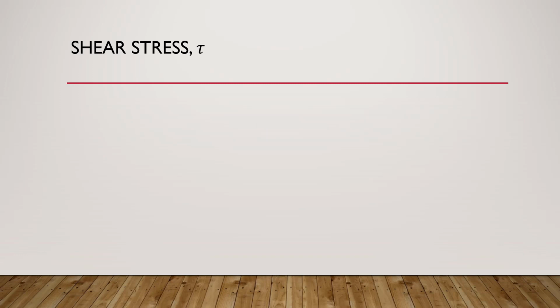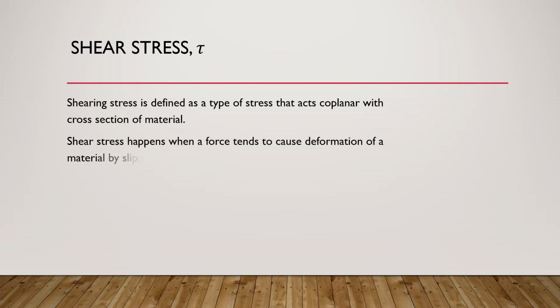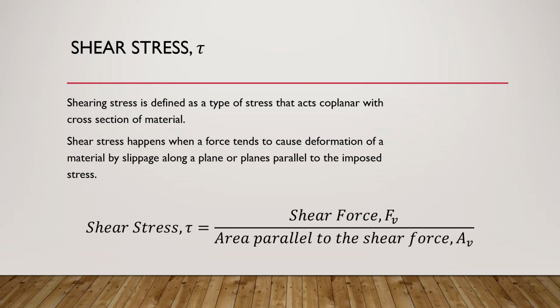So shear stress is denoted with the small letter tau. Shearing stress is defined as a type of stress that acts coplanar with the cross-section of material. Shear stress happens when a force tends to cause deformation of a material by slippage along a plane or planes parallel to the imposed stress. Shear stress is equal to shear force over area parallel to the shear force.